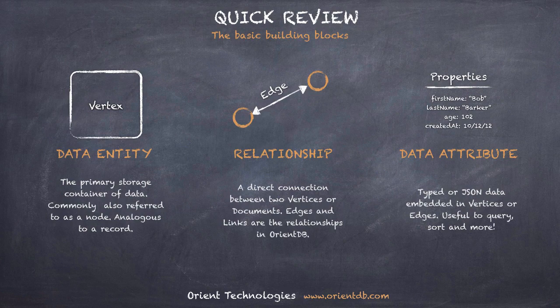As a quick review, there are three main actors in a graph data model. First, the vertex or node. Vertices are the primary storage mechanism for data, the same as a record. Relationships are defined by edges. This is a direct pointer between two vertices. The third is a property. This is a typed or unstructured element of data that can be part of either a vertex or an edge. So you could have a person vertex with a property first name, or a worksat edge with a property start date.